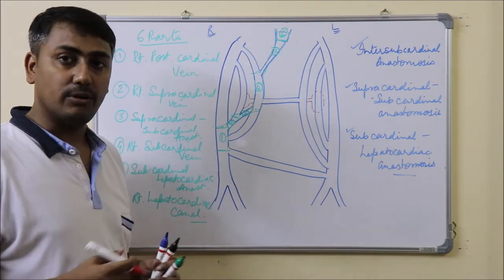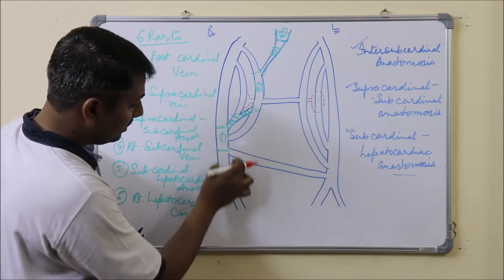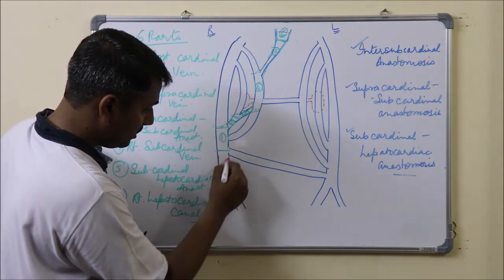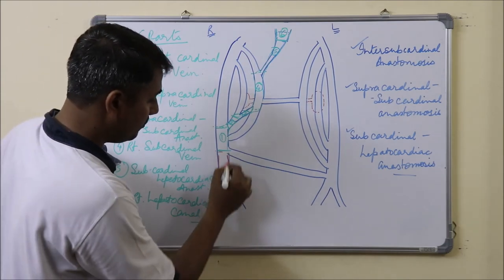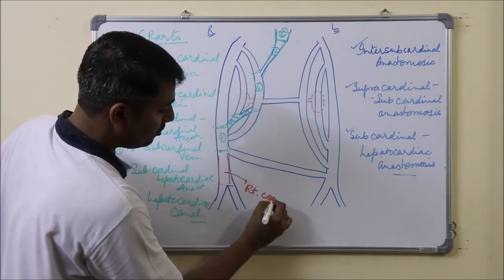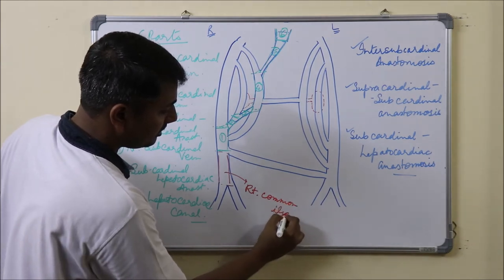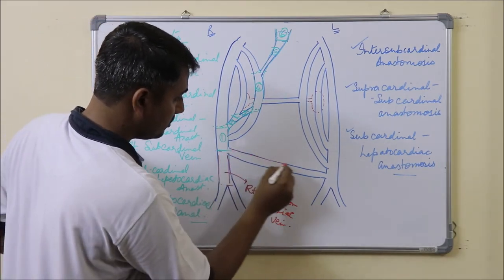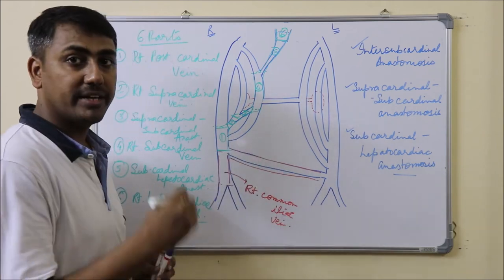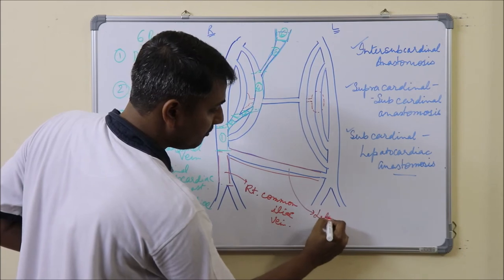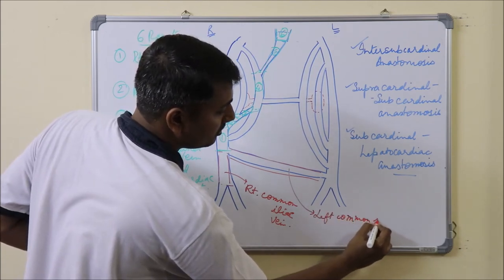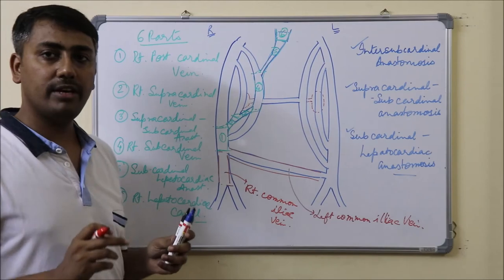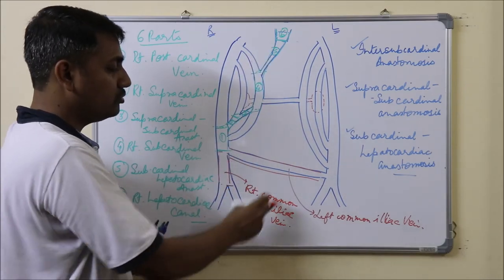Now, how do the common iliacs form? This part of the posterior cardinal vein caudal to this anastomosis forms the right common iliac vein. And this transverse anastomosis will form the left common iliac vein. So till now we have seen the formation of the IVC and the two common iliac veins.